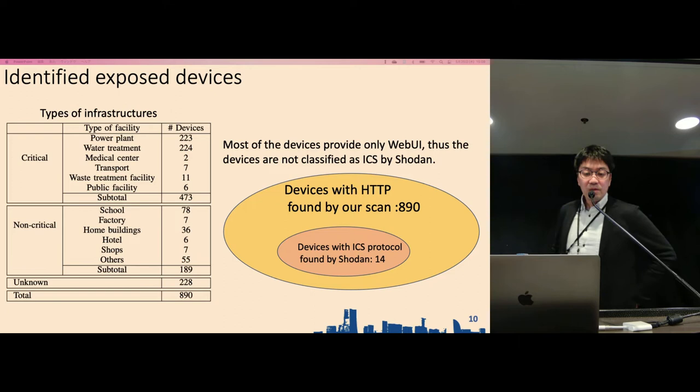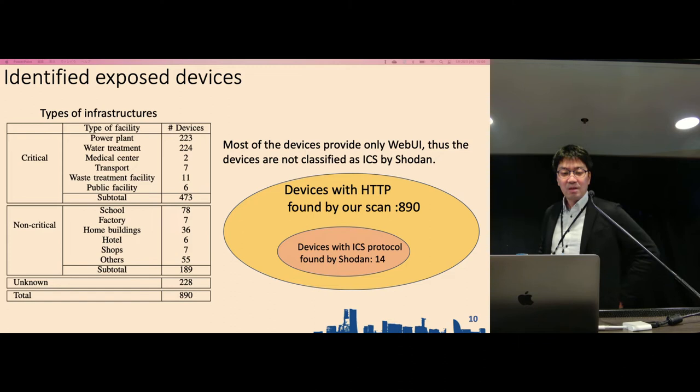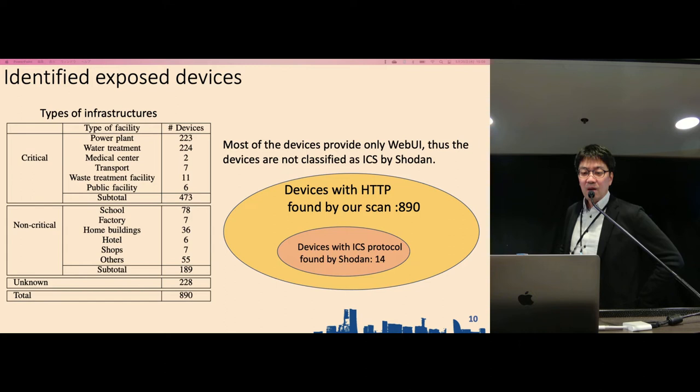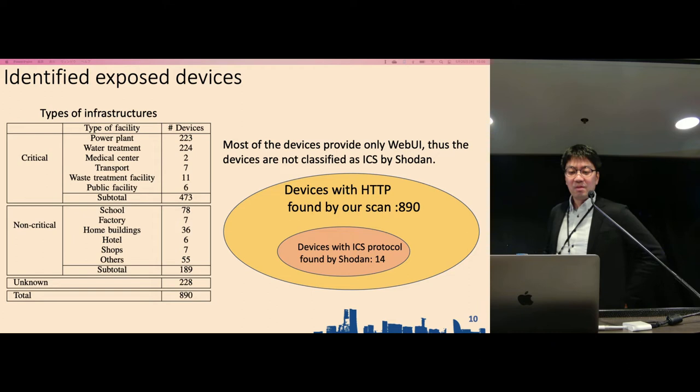And this table shows the type of infrastructures where the devices were located. More than half of the devices are used in critical infrastructure. In addition, we found devices used in non-critical infrastructure, such as schools and home buildings. Then we compared our result with Shodan. Most of the devices provide only a web UI, so the devices are not classified as ICS by Shodan.